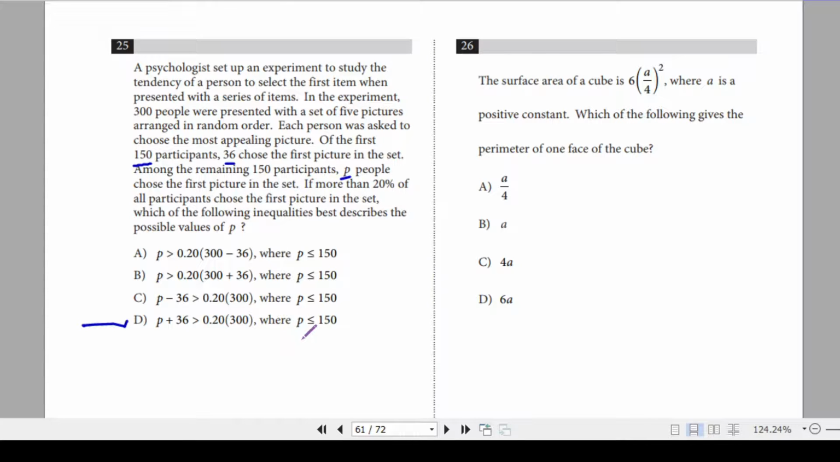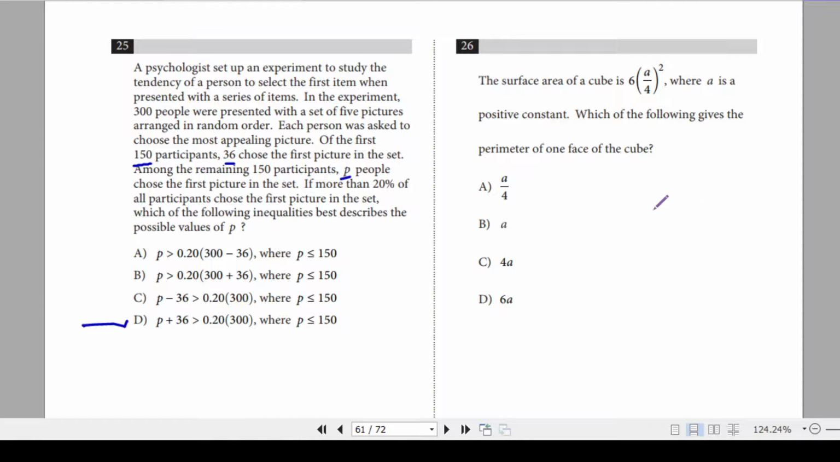Alright, question number 26. The surface area of a cube is 6 times (A over 4) squared, where A is a positive constant. The following gives the perimeter of one face of the cube.